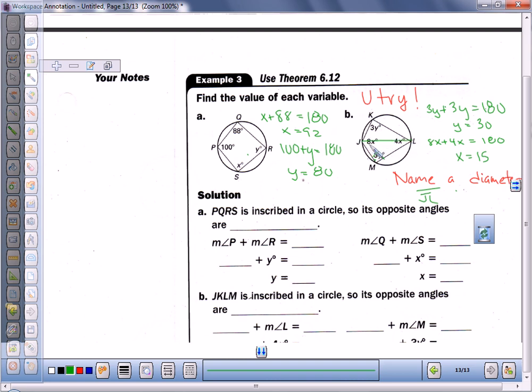Good. All right, you may start your homework. It is on your calendar. If you're absent today, pull up the calendar and take a look at the problem numbers that are for your homework.